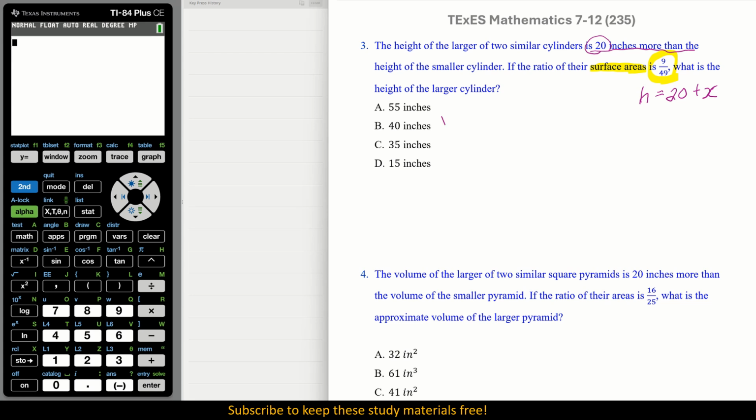So if I put that 9/49 under the square root, I know that I have 3/7, and that's k. That's one dimensional, which is what I need, because I know that height is what they're giving me information about, and it is also one dimensional. So for the smaller one, we're just going to call that x, and for the larger one, we're going to call it x plus the 20, okay?